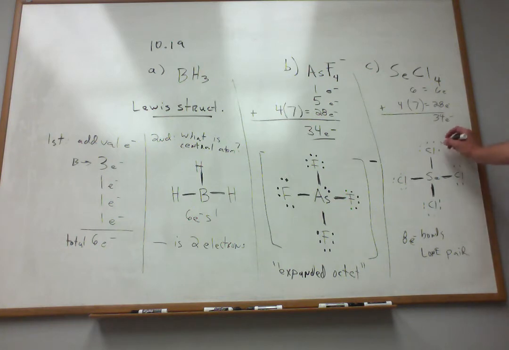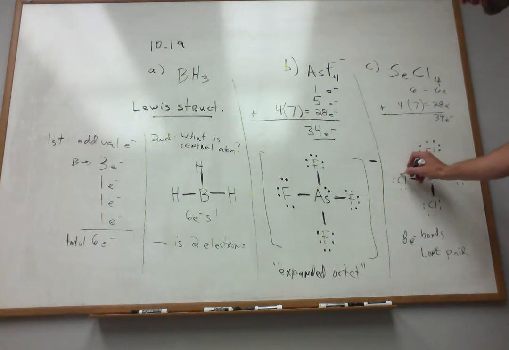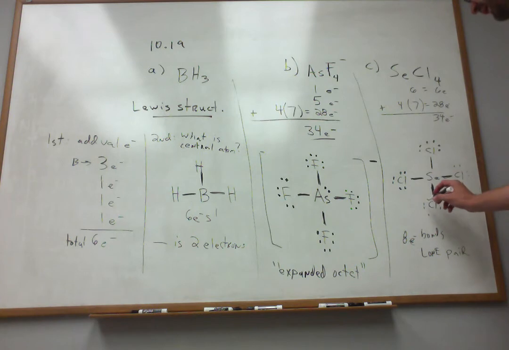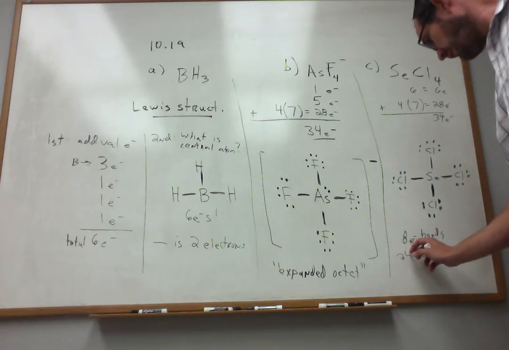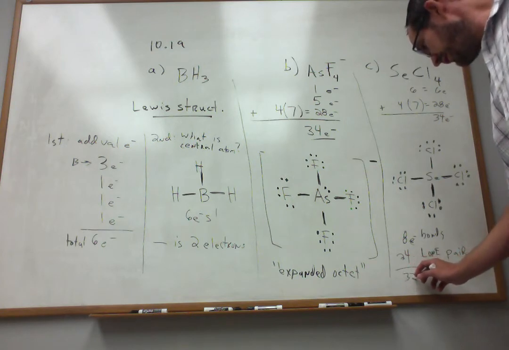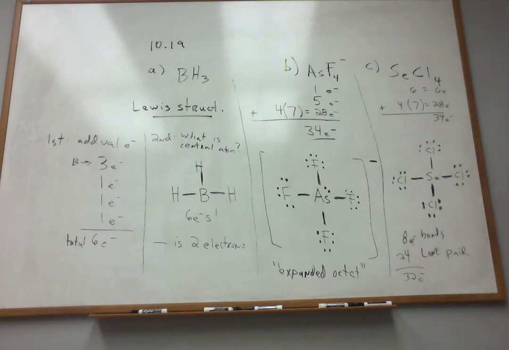So how many of those do we have? Well, we have 2, 4, 6. Each chlorine's got 6, right? So 8, 10, 12, 14, 16, 18, 20, 22, 24. If I sum up the electrons that I've used, 32 in my structure as proposed.